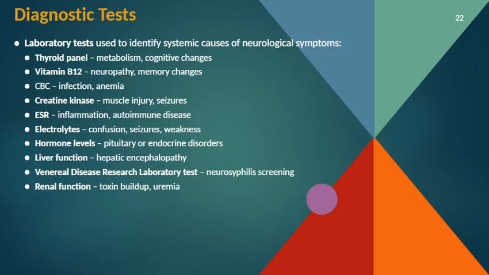These laboratory tests help us look beyond the nervous system to identify systemic causes of neurological symptoms. Knowing why these tests matter allows you to make meaningful observations and report changes proactively.